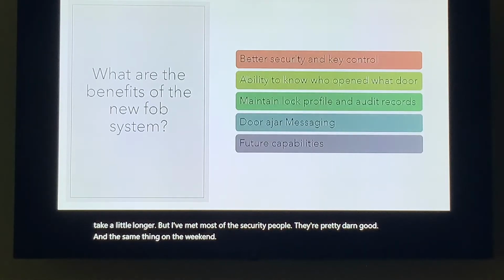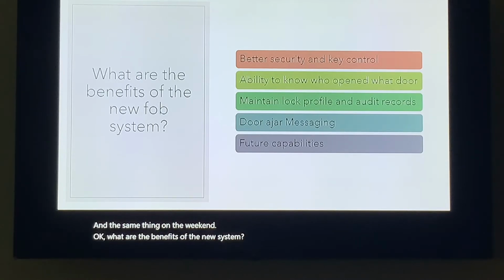Okay. What are the benefits in the new system? Well, the first benefit is better security and better control of access to all parts of the community.